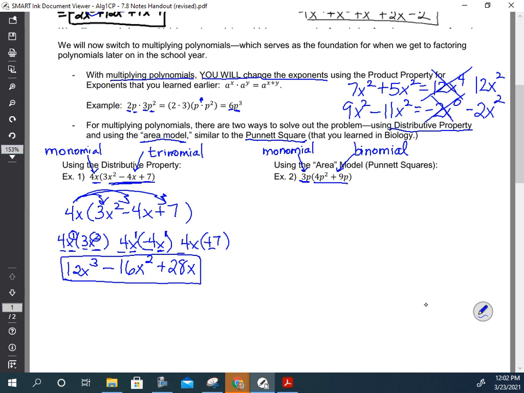So this is how we set up a Punnett square. 3p is one term, so 3p goes on the left. 4p squared plus 9p goes on the top. So we set it up in boxes. Hopefully your box is a lot better than mine.